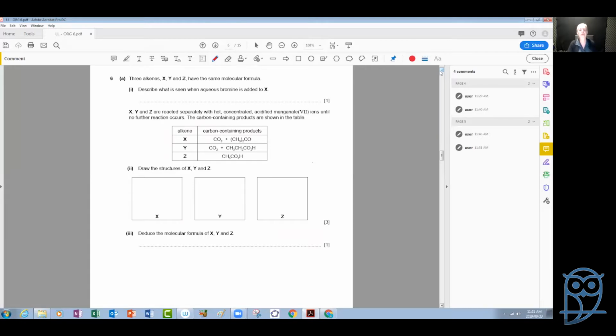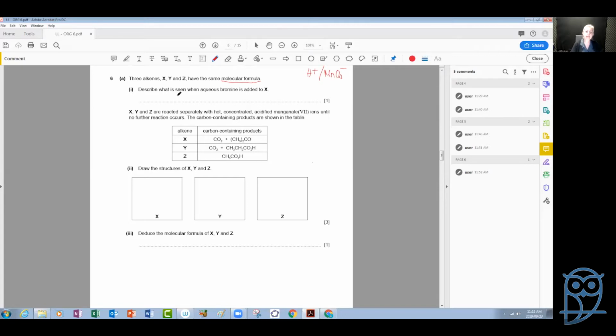If you remember the oxidation when they use manganate ions, acidified manganate solution, acidified, which means it is dissolved in acid, and also manganate ions. But it makes a difference whether this is cold and dilute or if it's hot and concentrated, because the results of these oxidations will be very different. So three alkenes, X, Y, and Z, have the same molecular formula.